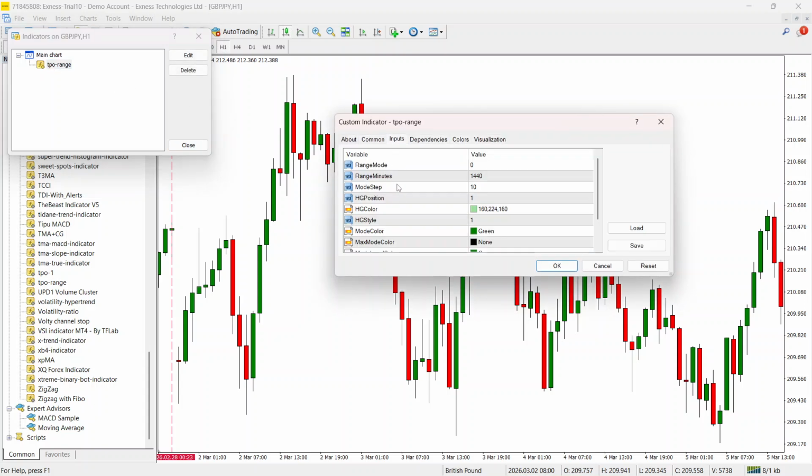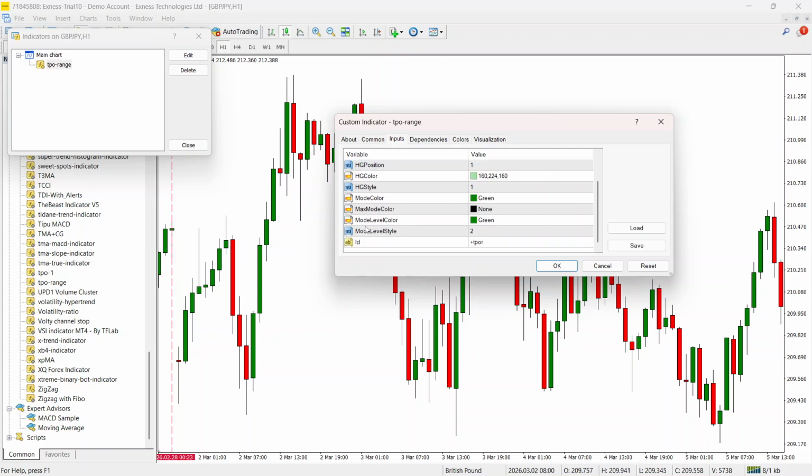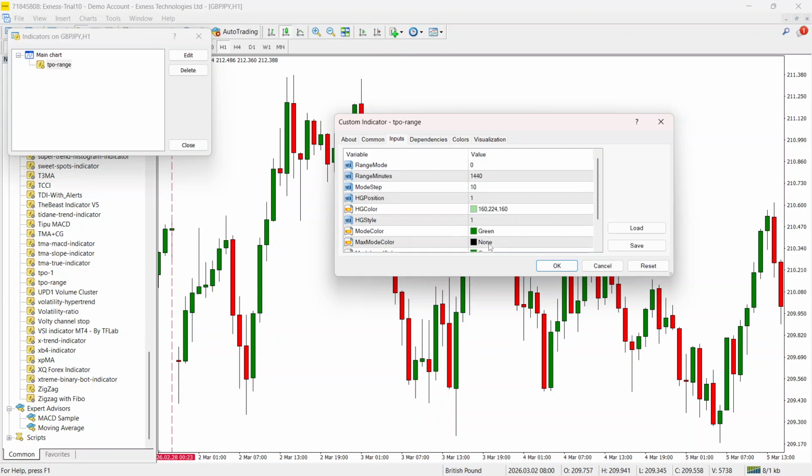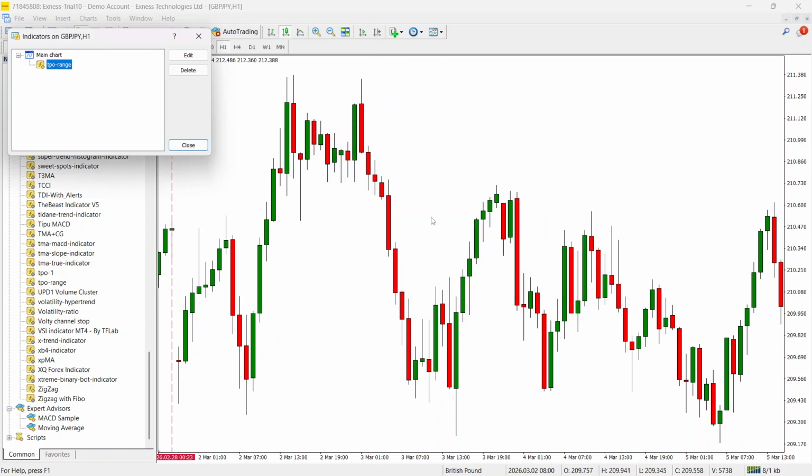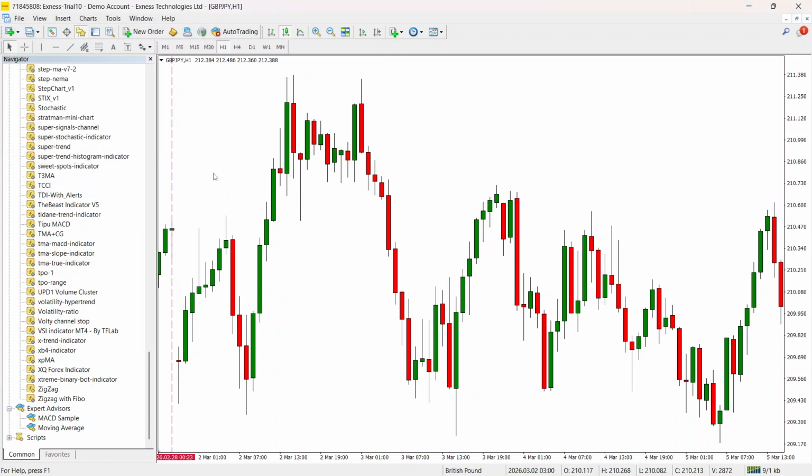Now, let's move over to the settings. You can see the range mode and range minutes. We have the HG positions and mood level style. These are used to calculate the key levels and mark them, especially the range minutes and mood step, and you can also adjust the color to suit your visual trading style.